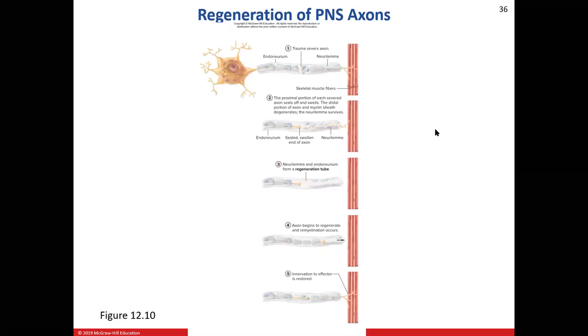So here are these steps. You can take some time and go through them. It's relatively small here, so take some time and look this up in your book if you feel like you need to. You'll be able to see the injury, what happens proximal to the cut versus distal to the cut, that the regeneration tube is developing, that the neuron is able to regenerate, and the connection back to the effector of the cell. So again, please make sure you spend some time and review that.